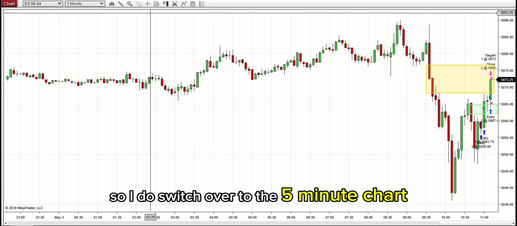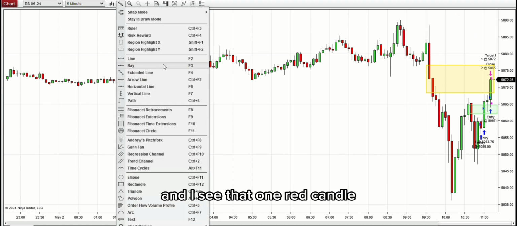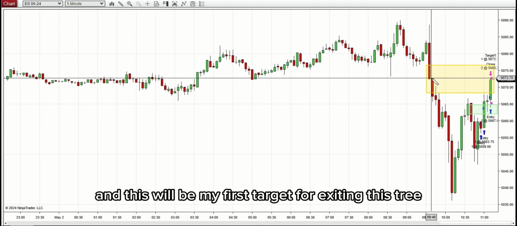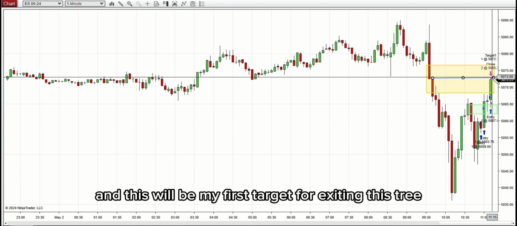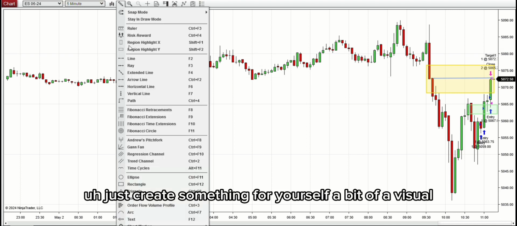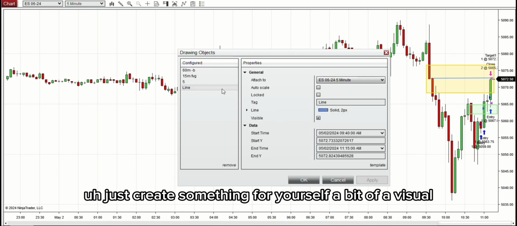So I do switch over to the 5-minute chart, and I see that one red candle, so I am going to draw a line here. And this will be my first target for exiting this trade. Just create something for yourself, a bit of a visual.